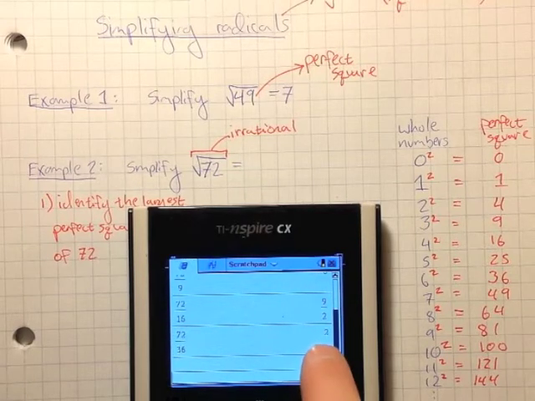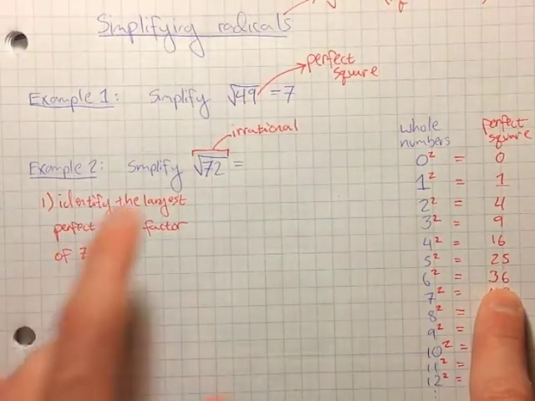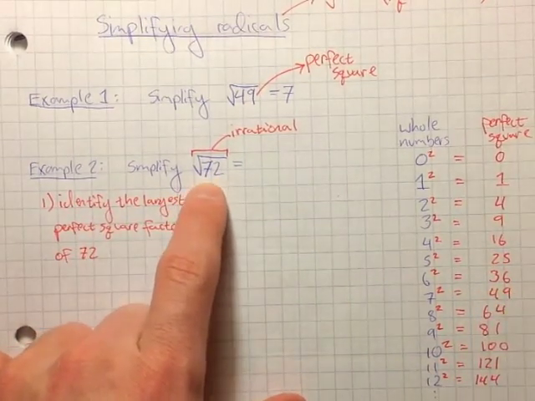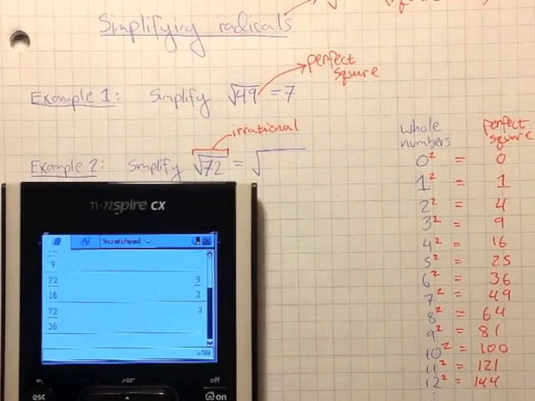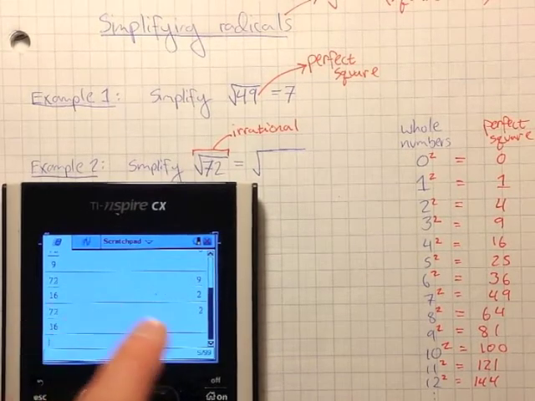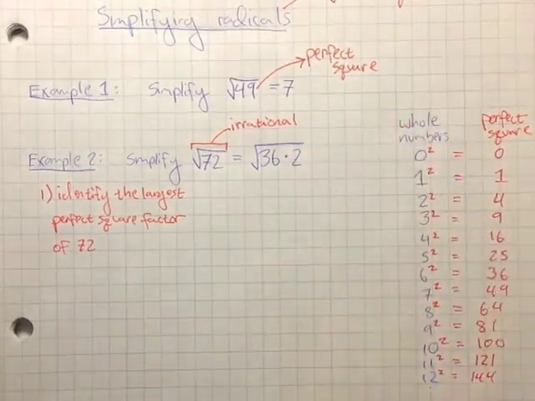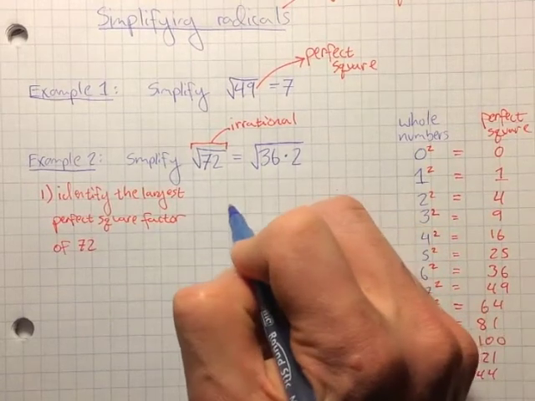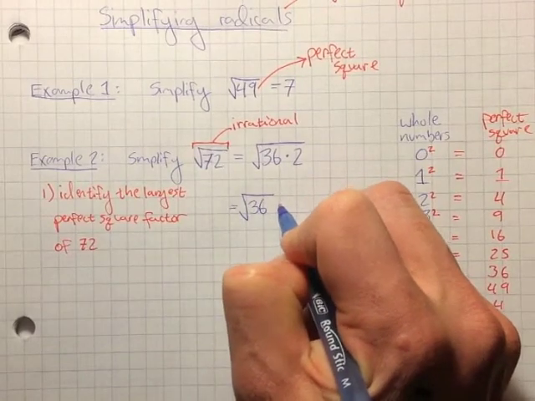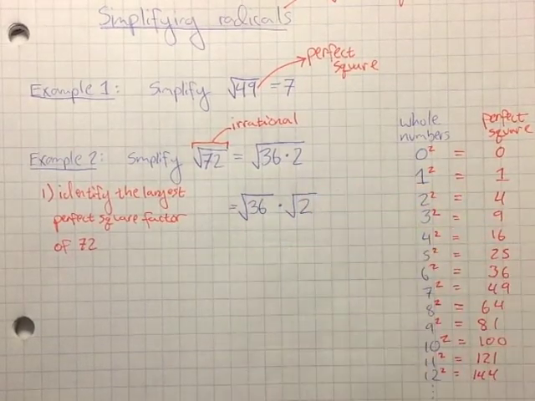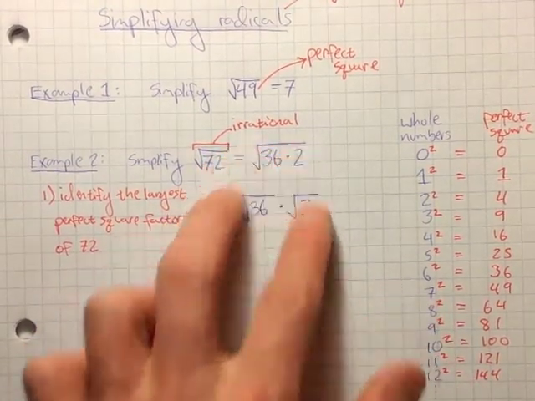So it turns out that 36 is the largest perfect square factor of 72. So that means that we can rewrite the square root of 72 as the square root of 36 times 2. Okay, good so far? Now, watch this next line. Watch what I'm going to do. Square root of 36 times square root of 2. Notice what I did. I split the square root into two parts.